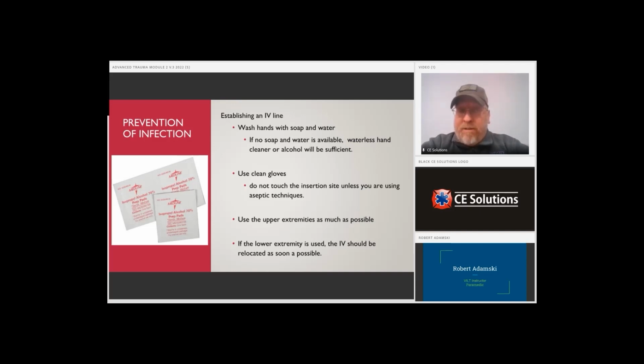However, the reason we want to try to avoid inserting IVs in the lower extremities, the legs, the feet, etc., is that it's been proven, the research has shown, that those IV sites are much more prone to other complications, including phlebitis, secondary infections, etc.